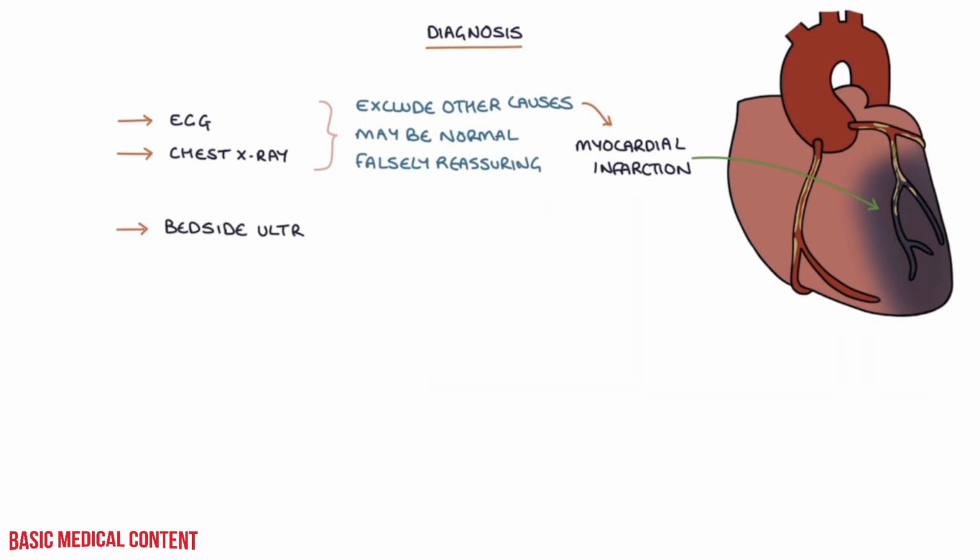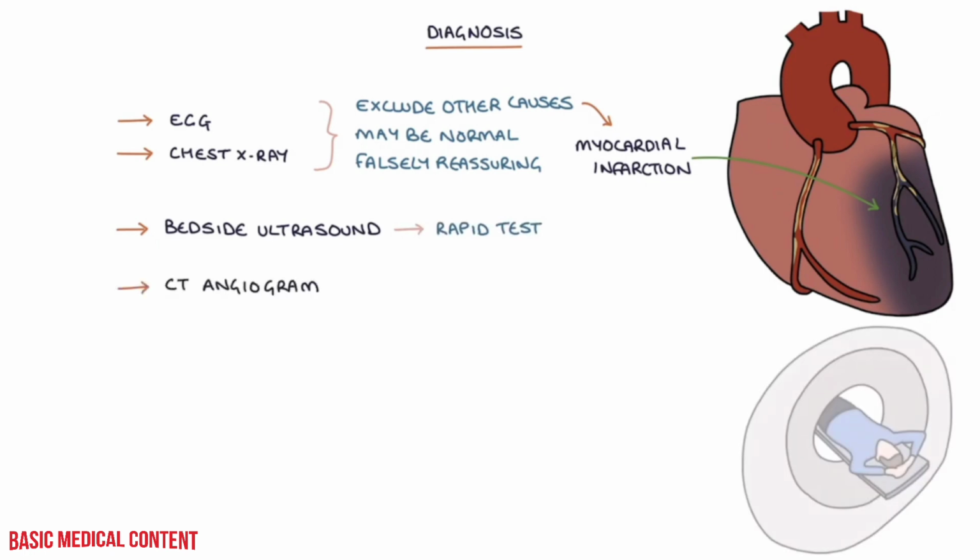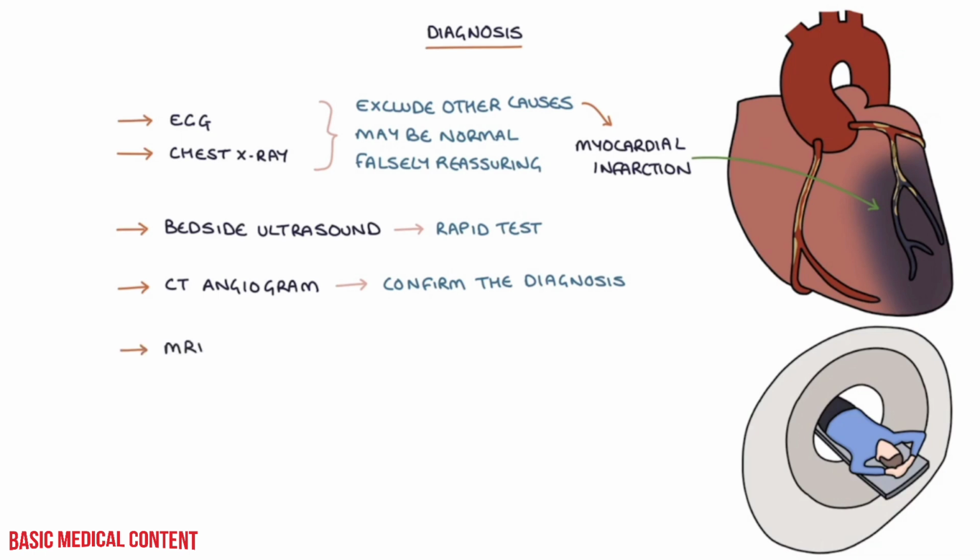A bedside ultrasound scan can be used as a rapid test in A&E to look for aortic dissection. A CT angiogram is usually the initial investigation to confirm the diagnosis and can generally be performed very quickly. An MRI angiogram provides greater detail and can help with planning management, but it often takes longer to get an MRI scan than a CT scan.